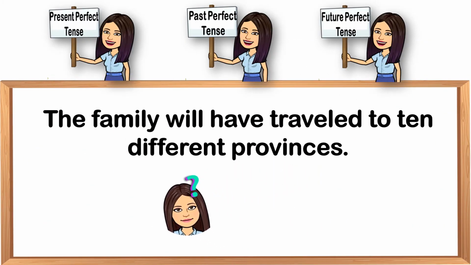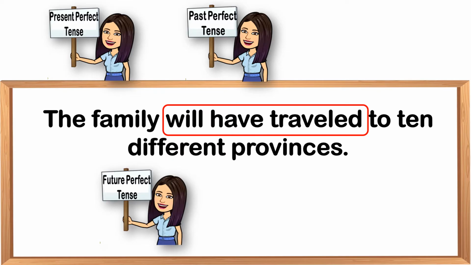The family will have traveled to 10 different provinces. The verb phrase is will have traveled and it is in the future perfect tense.